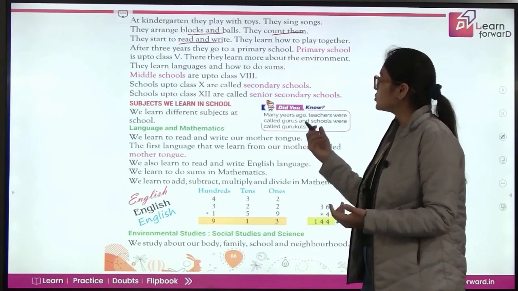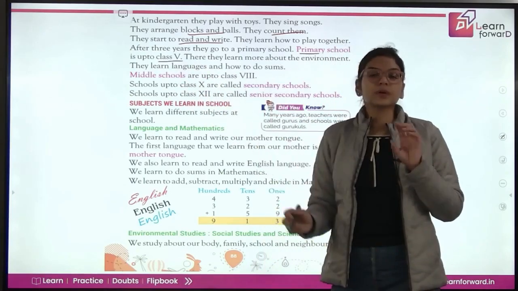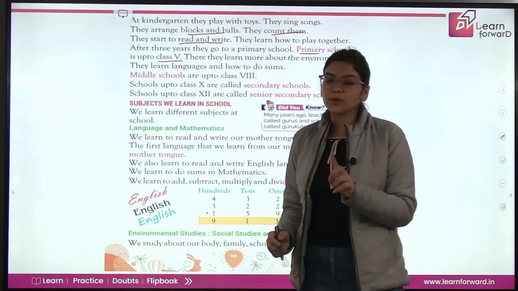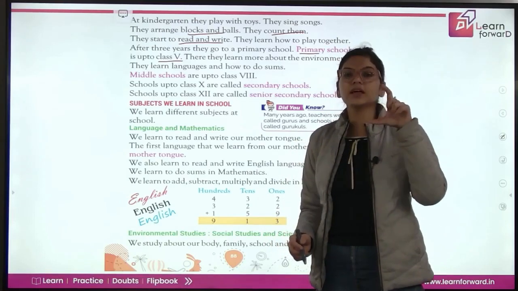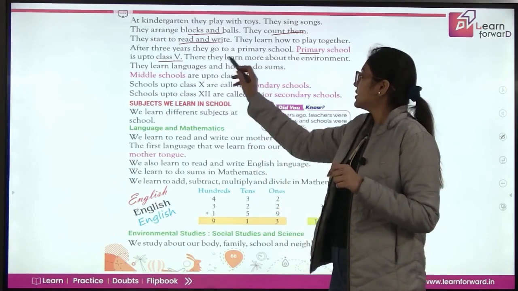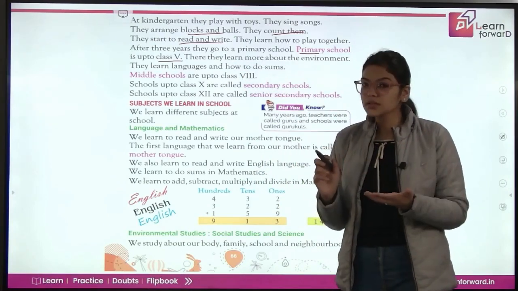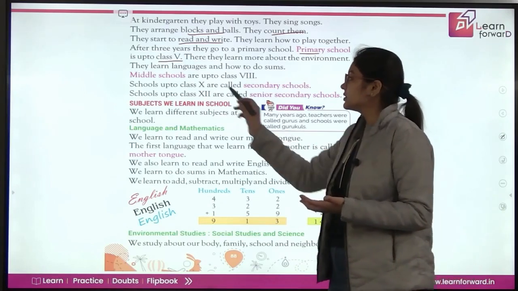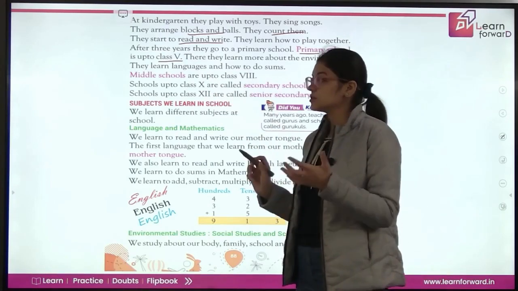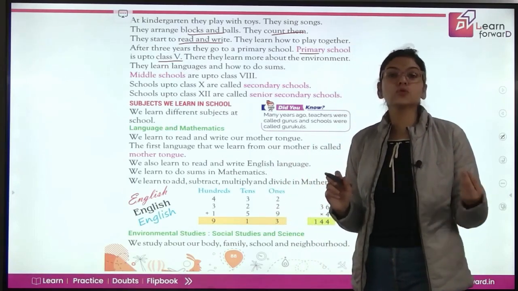What are primary schools now? Primary school is up to class 5th. So जब class 1 से लेकर class 5th तक का आपका period है, that is your primary school. वो आपकी primary schooling होती है. There they learn more about environment. उसमें हमें environment के बारे में और ज़्यादा चीज़ें सीखने को मिलती हैं. They learn languages and how to do sums. So in class 1 we get to know how to do sums and we get to know about the different languages.